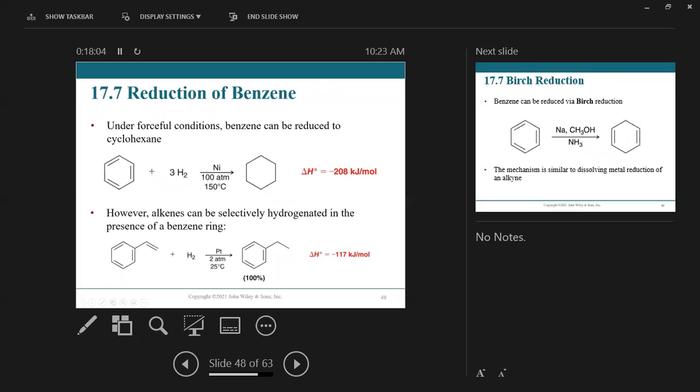So under forceful conditions, benzene can be reduced to cyclohexane. So we're saying we're forcing this reaction. You can see this is a pretty high temperature right here, 100 atmospheres. And we're forcing it to go into cyclohexane.